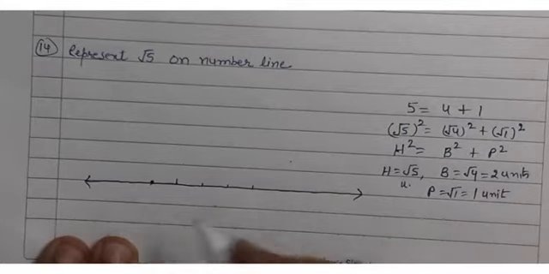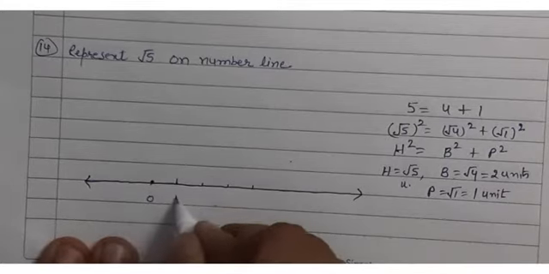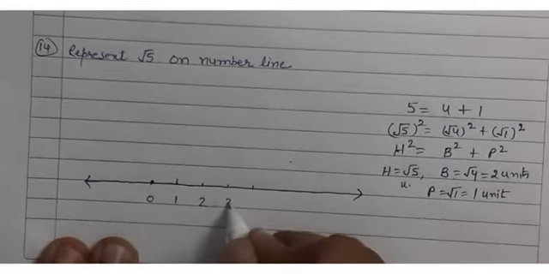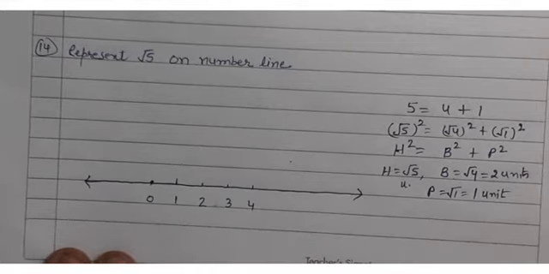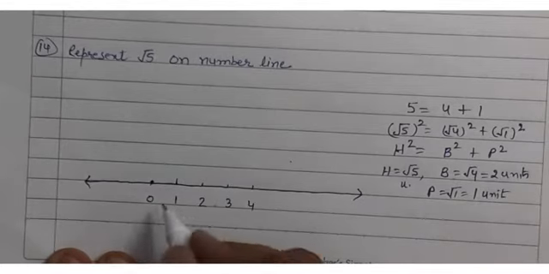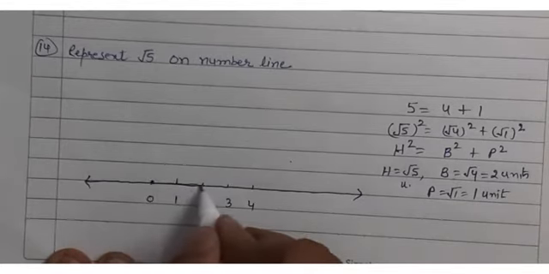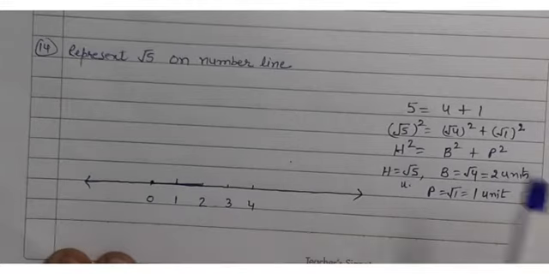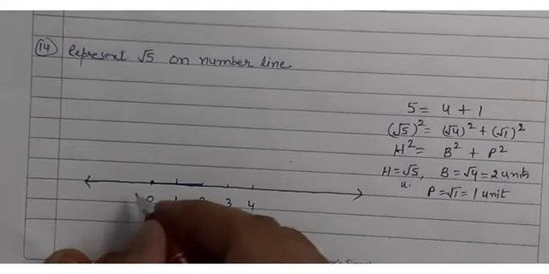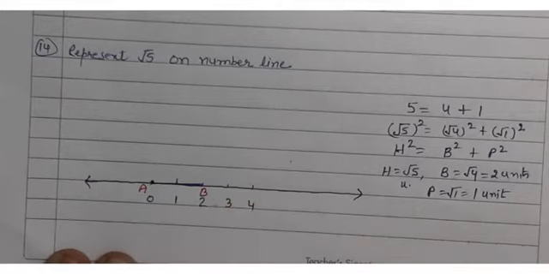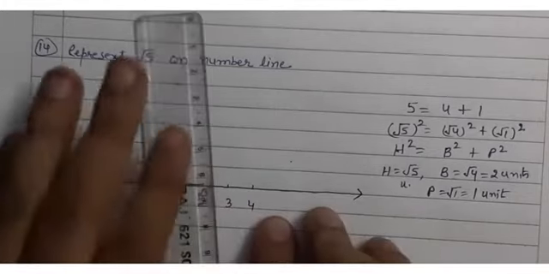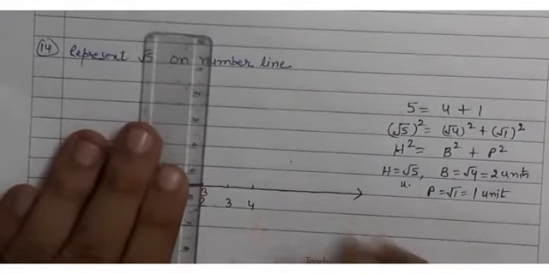Base I have to take, see, 0, 1, 2. First of all I am making here 3, 4. Then the base you have to take is 2. It means point A is this and point B is this. Then you have to draw 90 degree directly with the help of a scale.